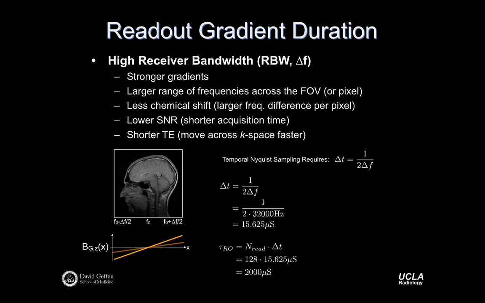The next question is, what's the duration of my readout going to be? It's just the dwell time times the number of points you've chosen to acquire. Typically in MR, we might get 128 points or 256 points. So in this case, 128 points times 15 microseconds. 15 microseconds sounds pretty fast, but multiplied by 128, that's about 2,000 microseconds.